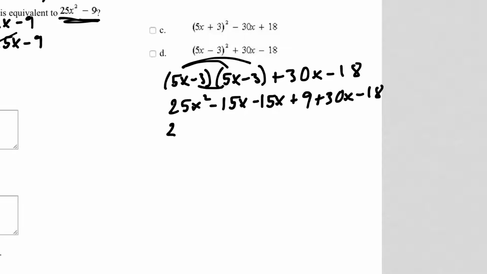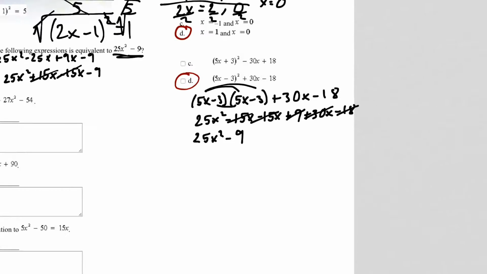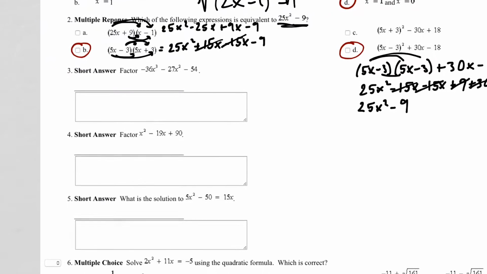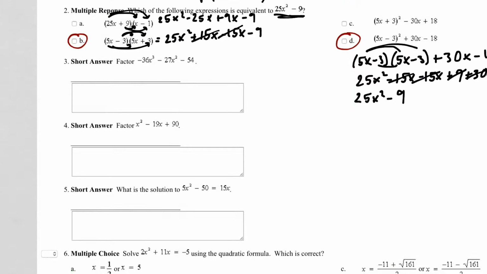Combine all the like terms. I have 25x squared, which doesn't combine with anything. Negative 15x and negative 15x make negative 30x, but combined with the positive 30x, they cancel. And then positive 9 and negative 18 combine to make negative 9. And there it is. That's 25x squared minus 9, which means that D is also a solution. So there's two solutions on that one, B and D. Make sure you check every single one for multiple response problems.